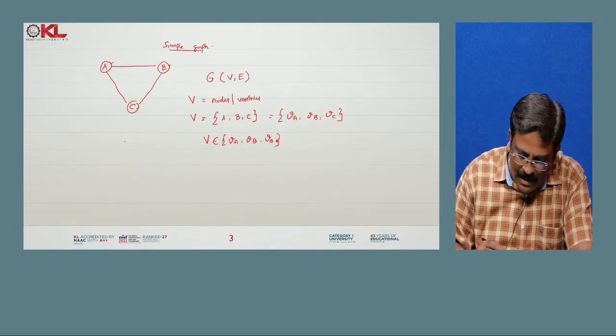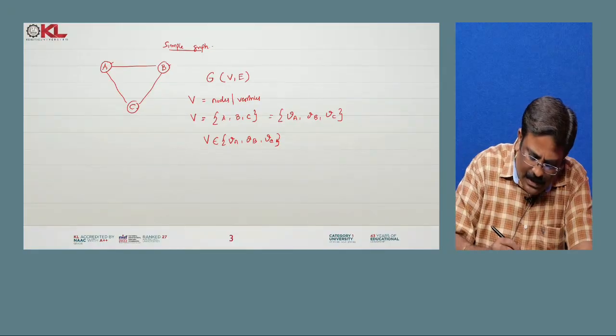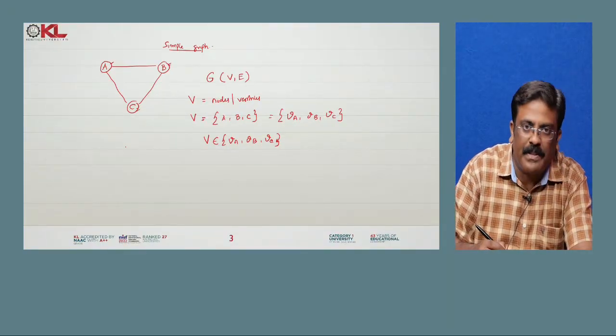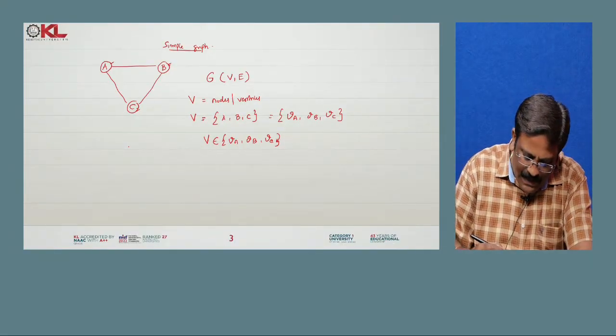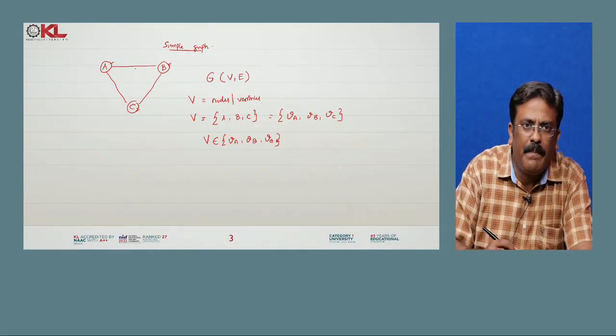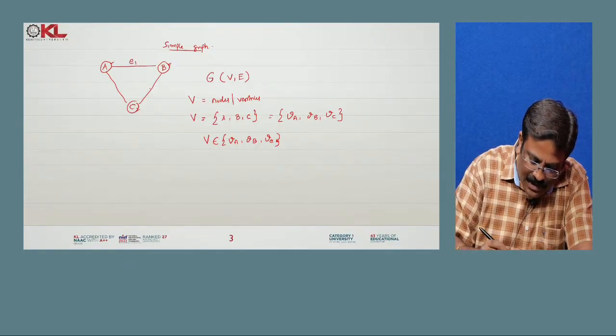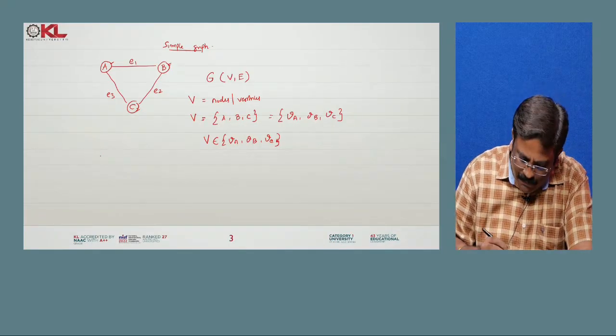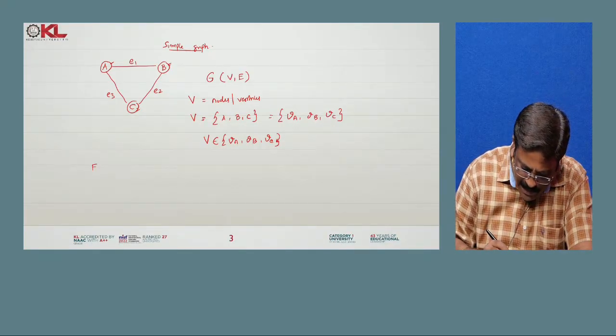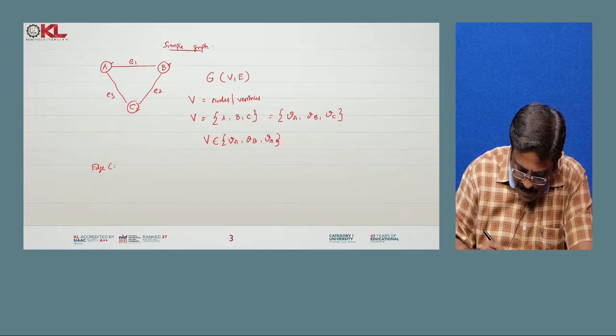So how can we represent the edges? Now we have represented only the vertices, A, B, C. Next we should represent our edges. So these are the edges, E1, E2, E3. We are representing the edge, E. So that is nothing but E.